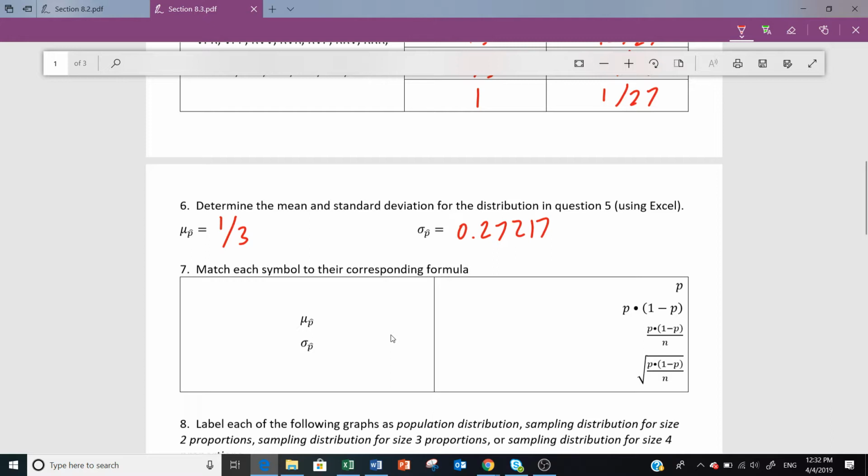So where do you draw the line? Wait, is this right? This one's right. Mean of P hat keeps being 1/3 and 1/3. Oh, it's just P. Okay, we get the extra credit. Okay, I'm lost. Can we keep tallies of this? Yeah. I want to make sure I can get my extra credit.